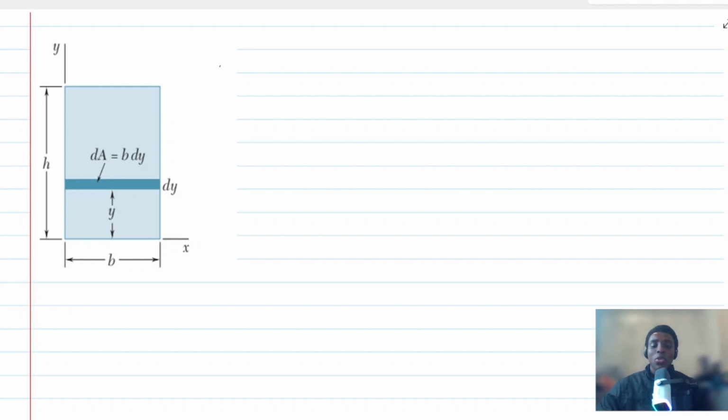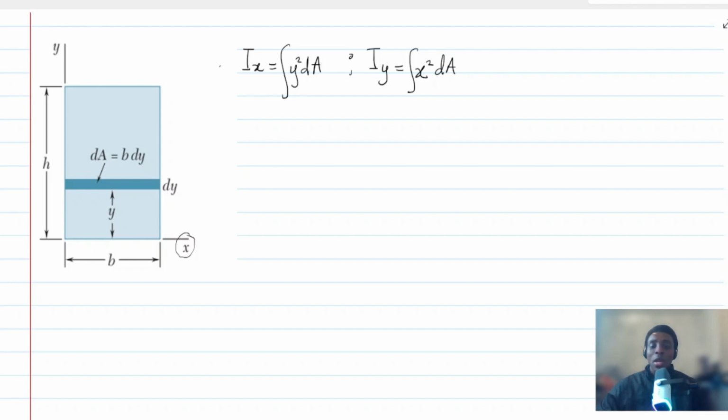In this video I want to teach you the second moment of area of a rectangular cross section. Let's begin. From definition, we have the second moment of area about the x-axis, which is called Ix. This Ix is given by the integral of y squared dA. And similarly, we have Iy, which is given by the integral of x squared dA.